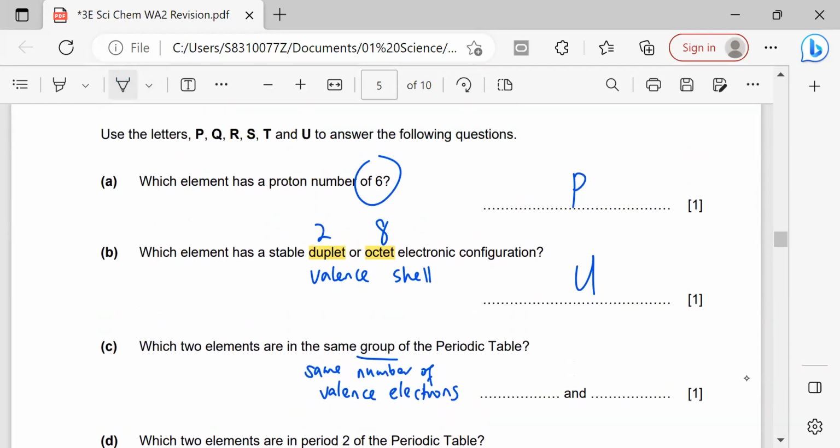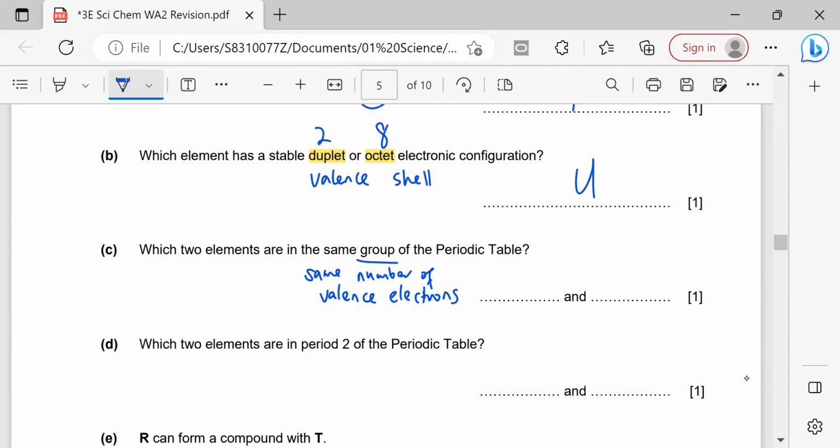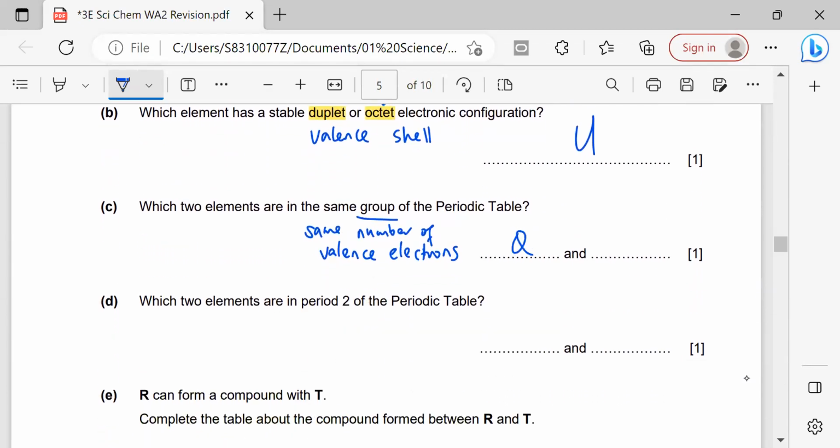Elements that are in group 17, such as chlorine, fluorine, and bromine, must all have 7 valence electrons. If you look at the information given, in this particular set we have U, which has 6 valence electrons, and T, which also has 6 valence electrons. This means that Q and T are from the same group.